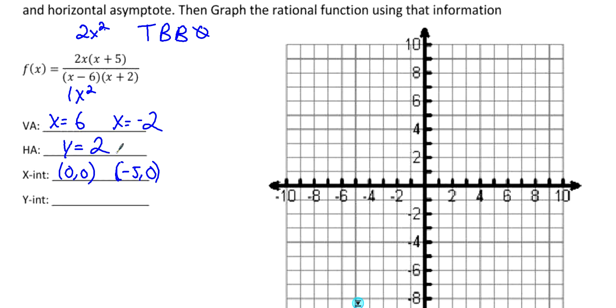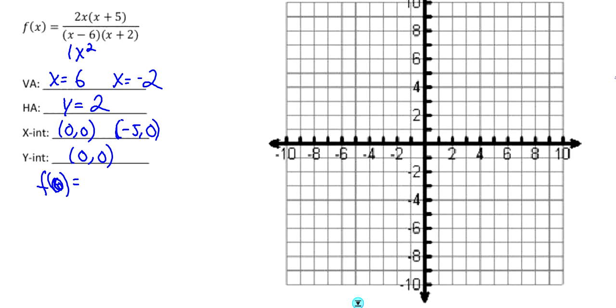And then to find our y-intercept, we plug in 0. But again, there's a shortcut for that. If our x-intercept is 0, 0, our y-intercept is automatically also 0, 0. Okay? So now let's put all of our information on this graph and then figure out what's going on here.